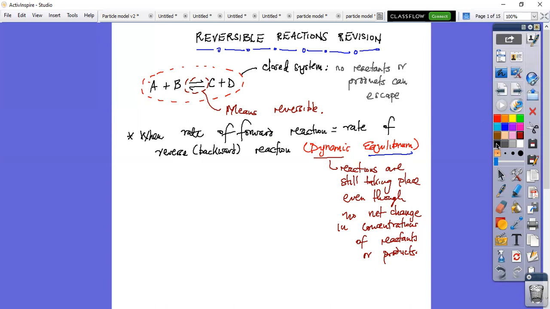Now, should we apply a change to this closed system, which is in dynamic equilibrium? That system will try and act against whatever action or effect we're applying onto that reaction. So there's a number of things we might want to do. For example, we might change the concentration of A. If we change the concentration of A, this reaction is going to say, well, I want to get rid of that concentration. I want to bring it back to the original concentration A was at.